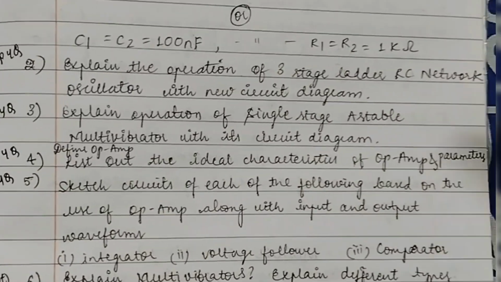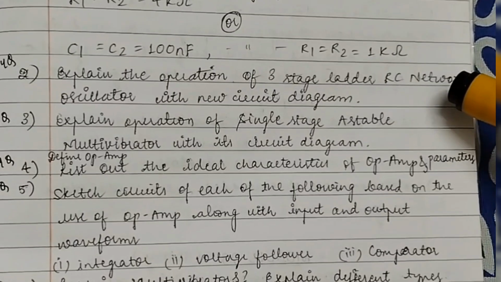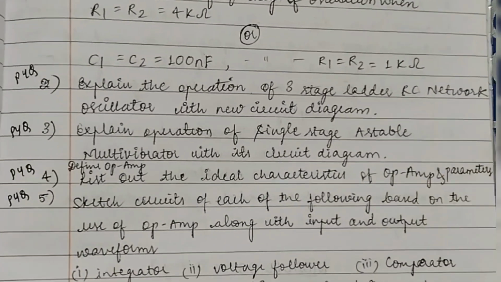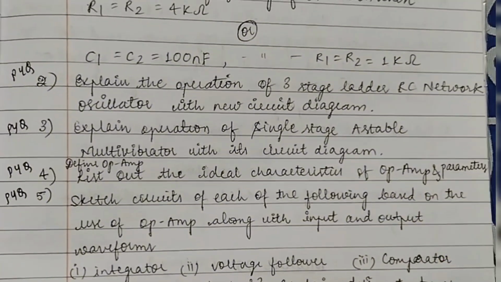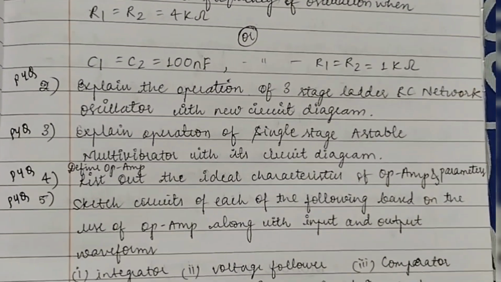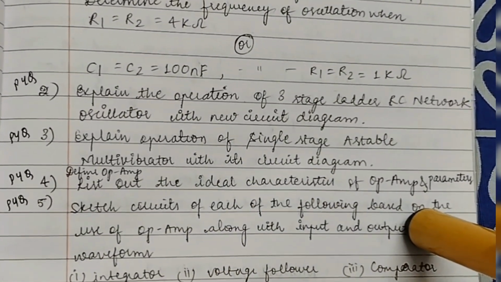Next, explain the operation of 3-stage ladder RC network oscillator with neat circuit diagram. This is also a very important question. It is super important. Explain operation of single stage astable multivibrator with its circuit diagram. And define op amp. List out the ideal characteristics of op amp and parameters.